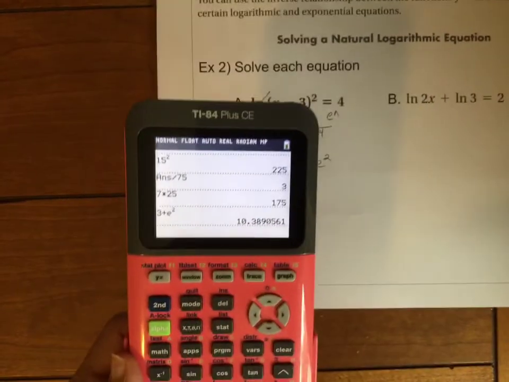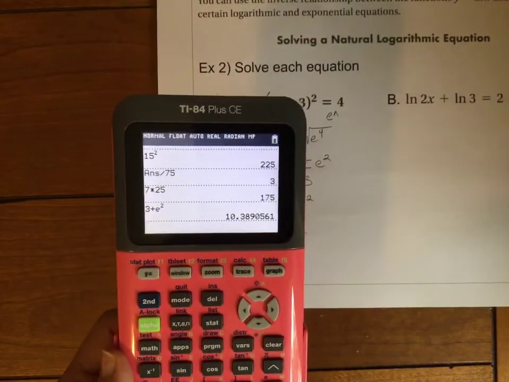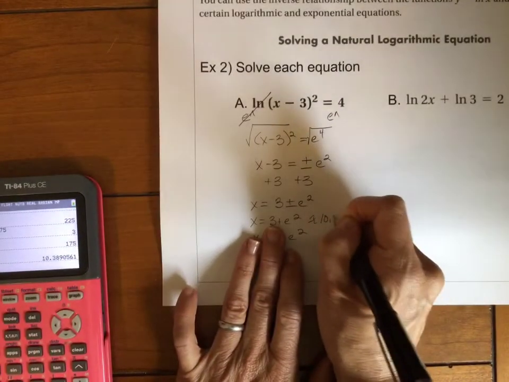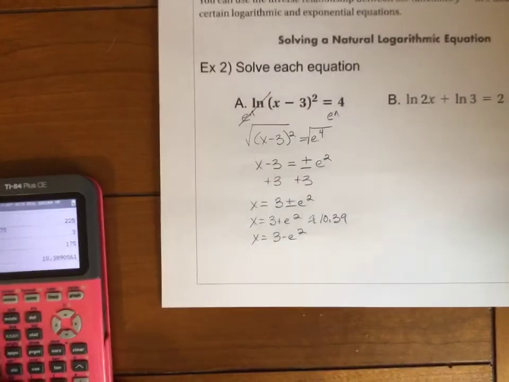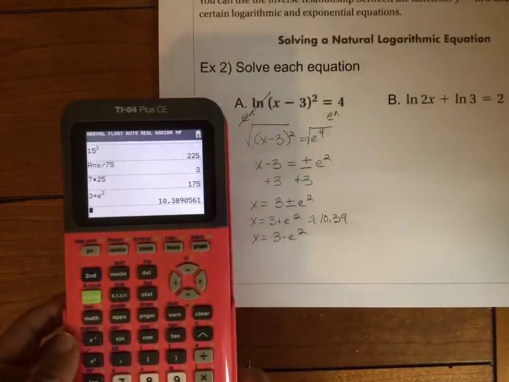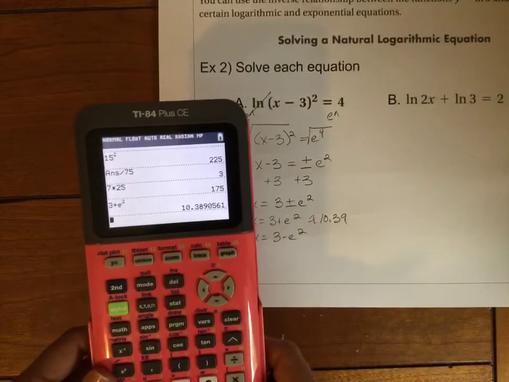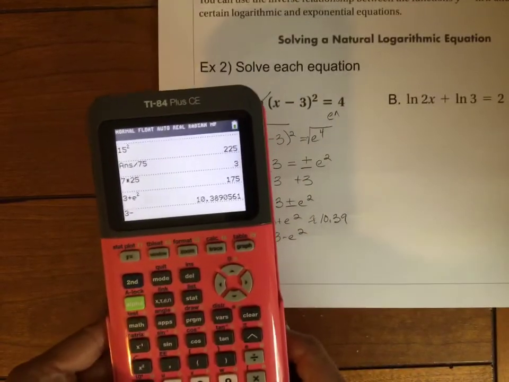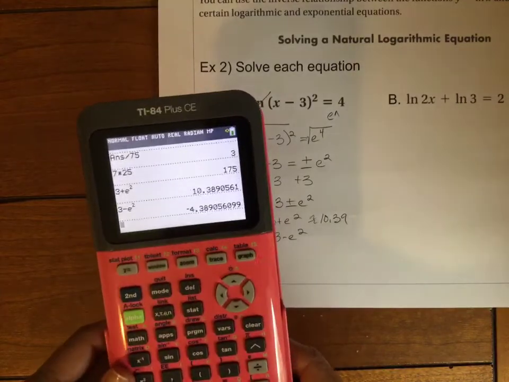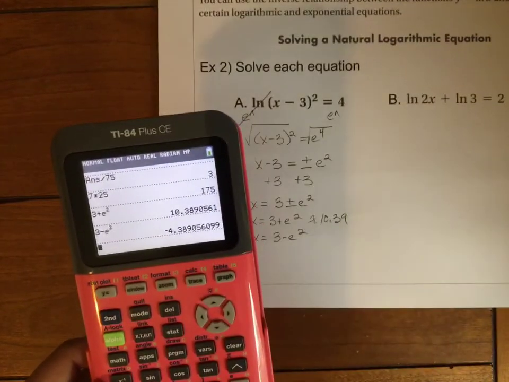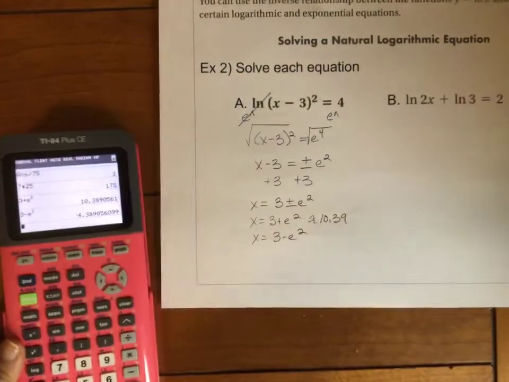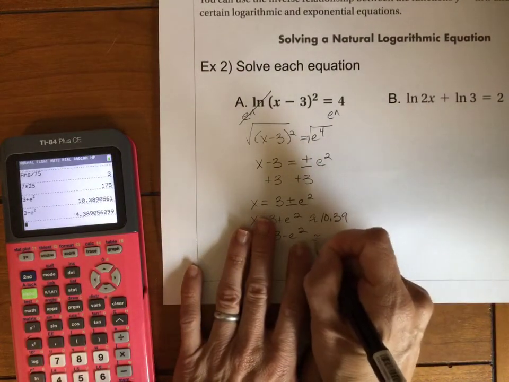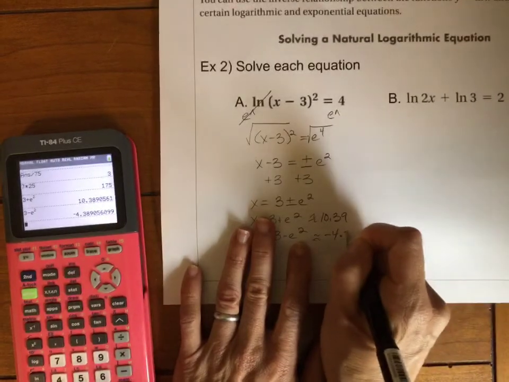So 3 plus e squared is about 10.39. And then if I try the 3 minus e squared, I get negative 4.389. So, or approximately negative 4.39.